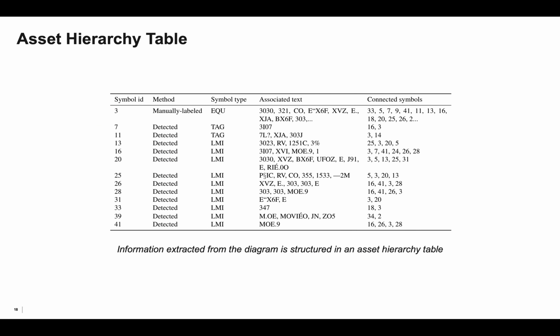The final output of the pipeline is an asset hierarchy table, which structures all of the information extracted from the diagram. For each detected symbol, it contains its symbol type, any associated text, and IDs of connected symbols. This, in essence, is the digitized representation of the engineering diagram.